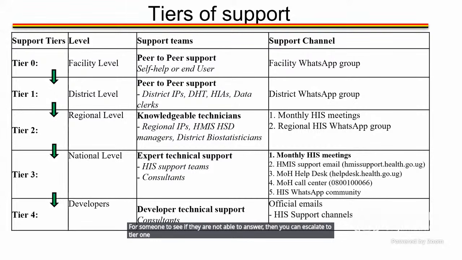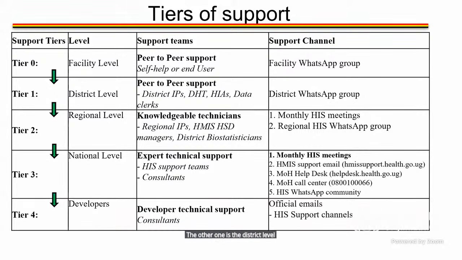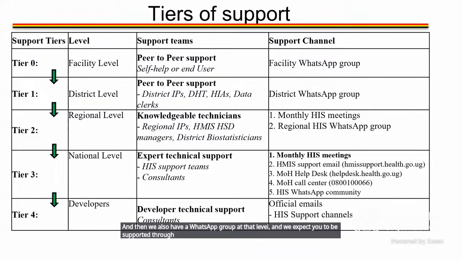Tier 1 is the district level. So at the district, we have IPs, we have the biostat, the HIS, and the data clerks. And then we also have a WhatsApp group at that level, and we expect you to be supported through that WhatsApp group at the district level.